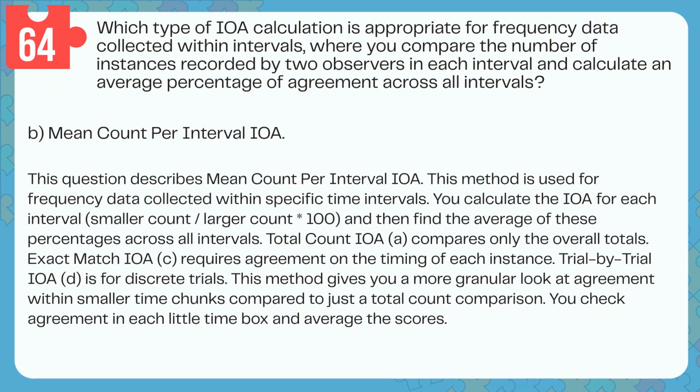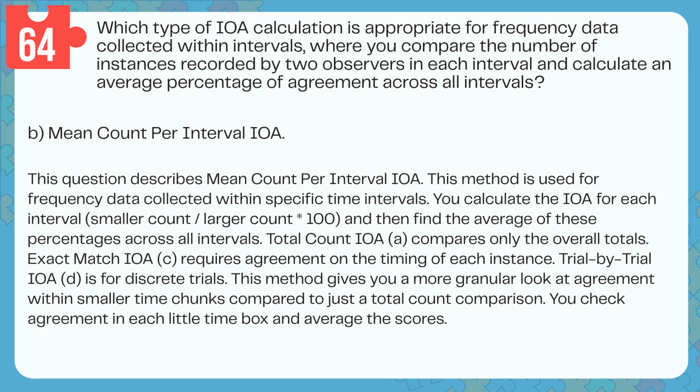Answer B. Mean count per interval IOA. This question describes mean count per interval IOA. This method is used for frequency data collected within specific time intervals. You calculate the IOA for each interval, smaller count / larger count * 100, and then find the average of these percentages across all intervals.